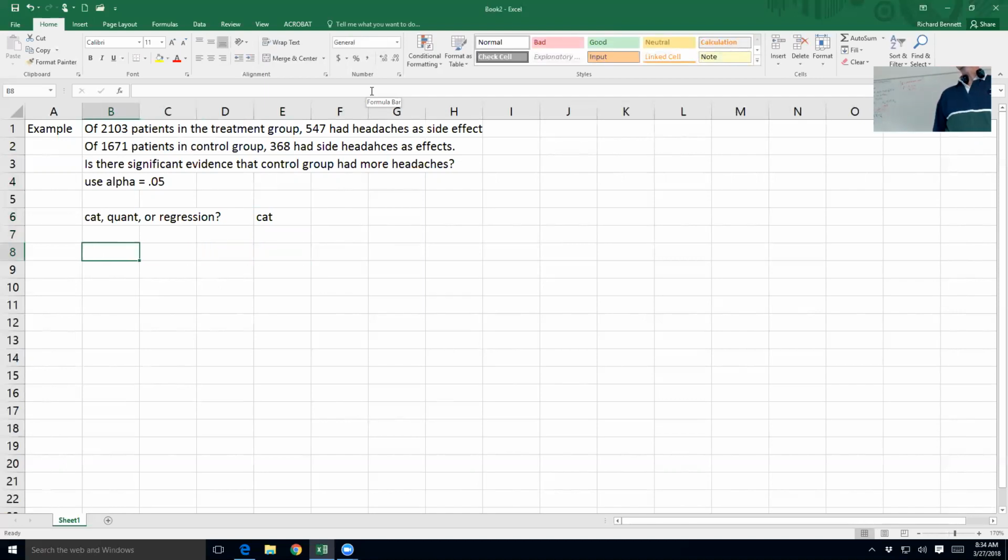Now the next question is, which test? And I'm going to narrow it to the 4 types of tests that we're going to do: a z, a t, a chi-square, or an f.